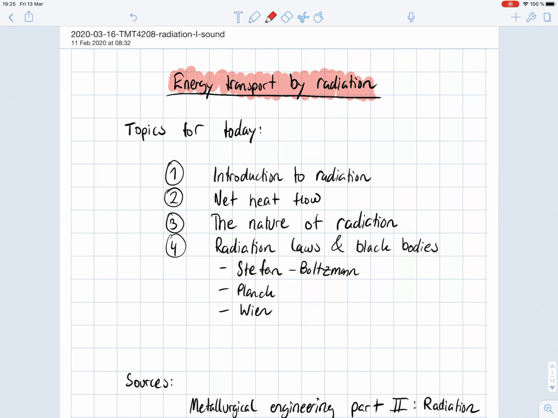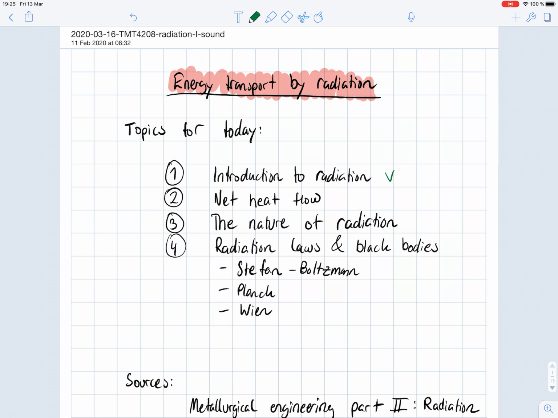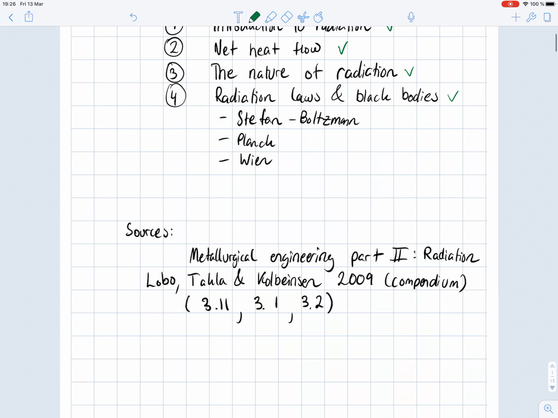So the topics we will cover in this lecture are the introduction to radiation. We will talk about the net heat flow when we have radiation entering and leaving a surface. We will have a discussion on the nature of radiation before we end with some fundamental radiation laws that are applied for black bodies. These are Stefan-Boltzmann's law, Planck's law, and Wien's displacement law. The source for today is the second compendium, called Radiation, and we will cover chapters 3.11, 3.1, and 3.2.